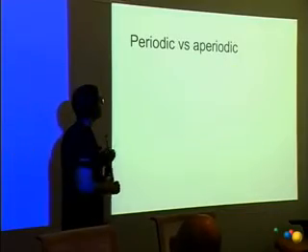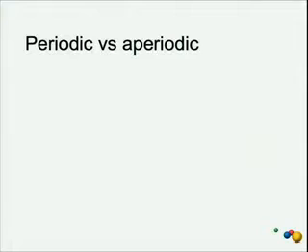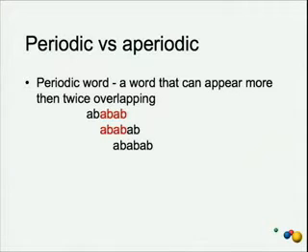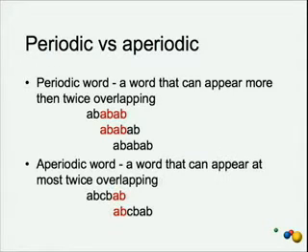Now I describe what is periodic and aperiodic. A periodic sequence is a sequence that repeats itself at least 3 times. Here I wrote more than twice. For example, AB, AB, AB repeats 3 times. It has overlap of 3 times. An aperiodic string is a string that can match, but it can't overlap more than twice. Then this is an example of an aperiodic string.